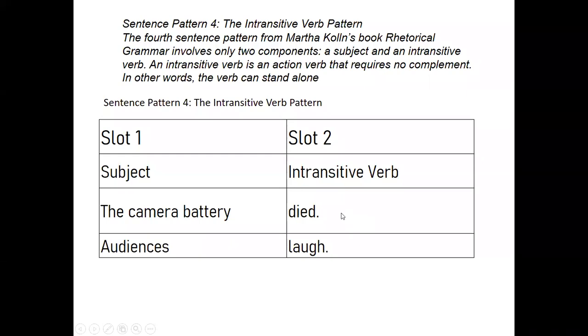Okay, here it is. So the sentence pattern we have is the intransitive verb, and when we talk about intransitive verbs, these are the verbs that can stand alone, and it doesn't need a complement. It doesn't need a subject complement or any direct object. Like for example, the camera battery, the subject, died. So nothing follows, like more predicate components or more noun phrases or more adverbial phrases. It just ends directly with the use of that verb. And that verb is called an intransitive verb.